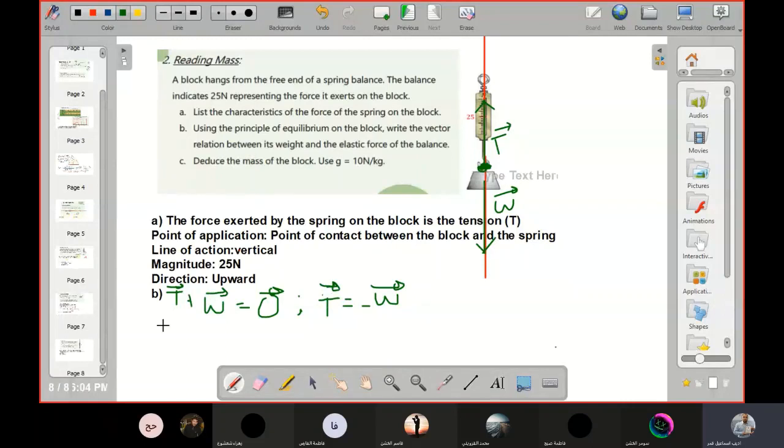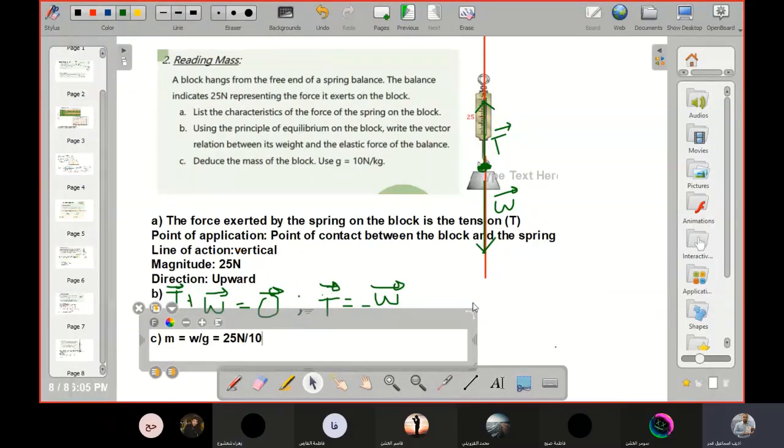Okay. Part C. Deduce the mass of the block. Use g equal 10 Newton per kilogram. We have the weight and we want to find the mass. Can you answer, Zahraa? Mass equals weight over gravity. M equal W over g, equal 25 Newton over 10 Newton per kilogram. What does the answer come out to? 2.5. What did you say the unit is, Asem? Kilogram per Newton? Kilogram.